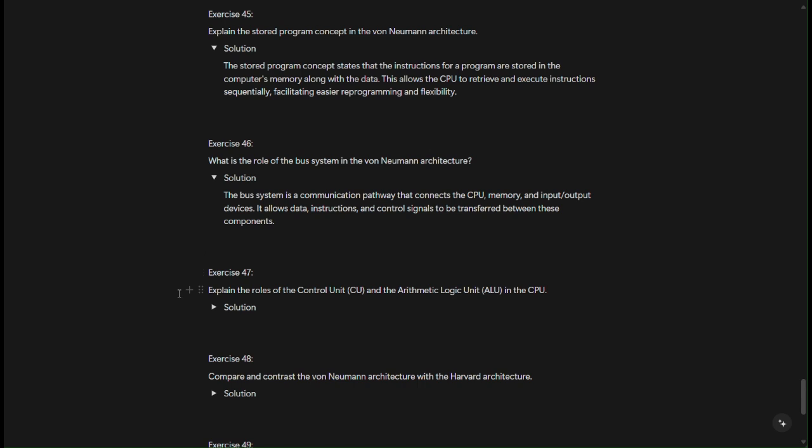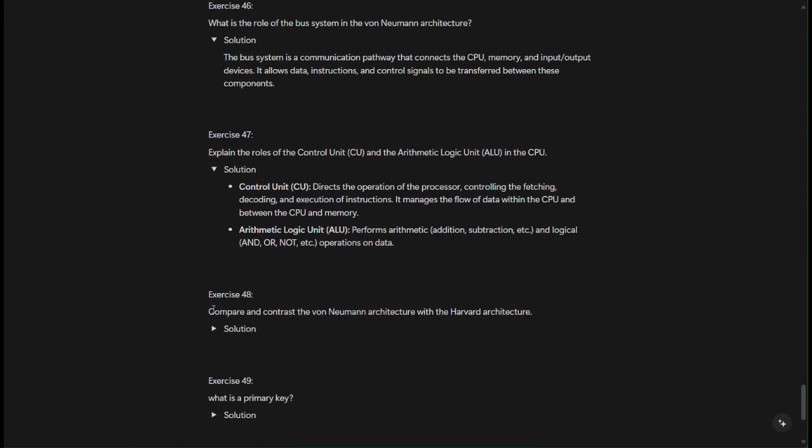Now explain the role of the control unit and the arithmetic logic unit in the CPU. The CU, or control unit, interprets the instructions in the memory and causes them to be executed. But the arithmetic logic unit performs mathematical operations and logic operations in the CPU. It's like a calculator.